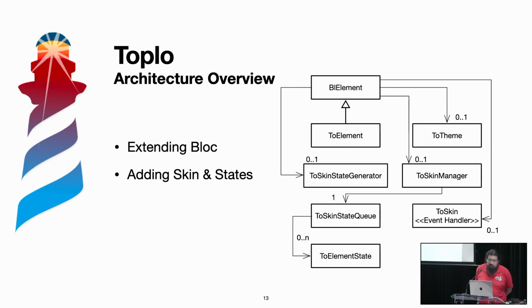This is a little architecture overview. I am putting it just to have it in the slides. But the idea basically is that, as you can see in the diagram, we are taking the elements of Bloc, the BlElement, and we are extending them with the idea of adding skins, which are the way of handling how we present the elements, and the states and the evolution of these states.